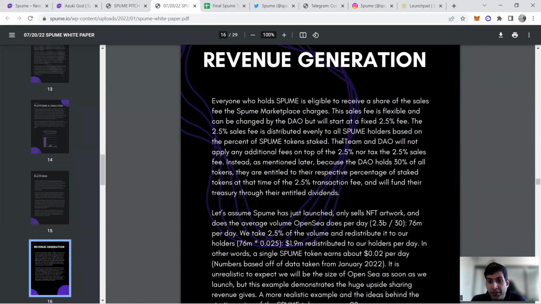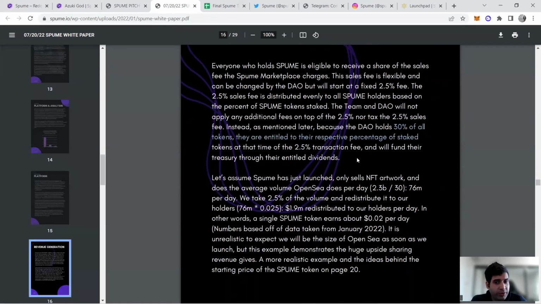And all of the fee collected will be divided among everyone who's holding the Spume token. And the team will not apply any additional fee like tax or anything else. It's just going to be that flat 2.5% until the DAO changes that. And the DAO holds 30% of the total tokens, so they will get the 30% percentage divided for the transaction fee.